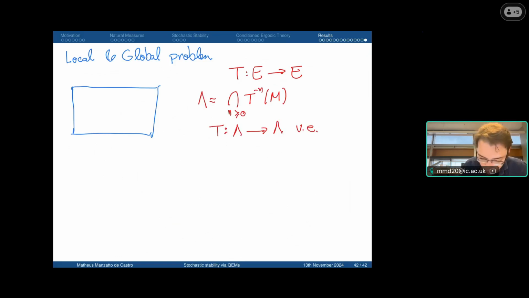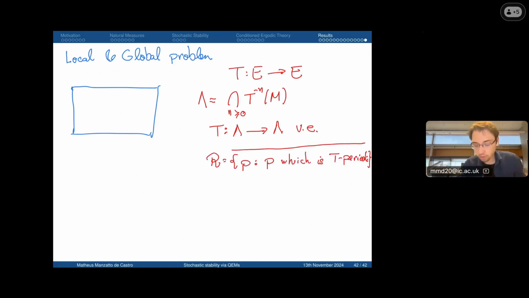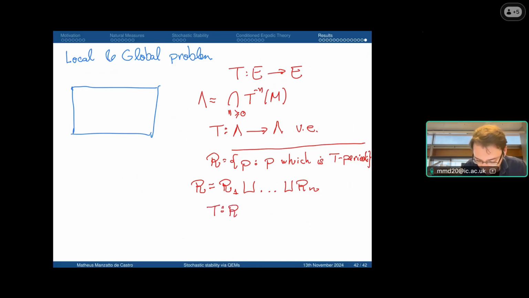So what one can do is use the dynamical decomposition. If you define R as the closure of the periodic points, P being the T-periodic points, then it is a really nice set, because there are a bunch of theorems that decompose R into finitely many sets. This means a disjoint union of R_n such that T restricted to each R_n is topologically transitive.